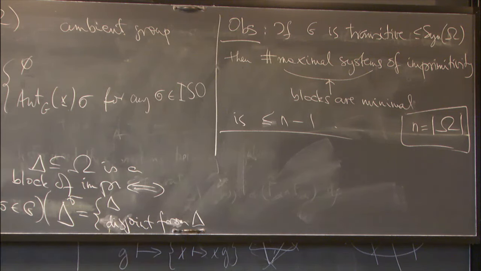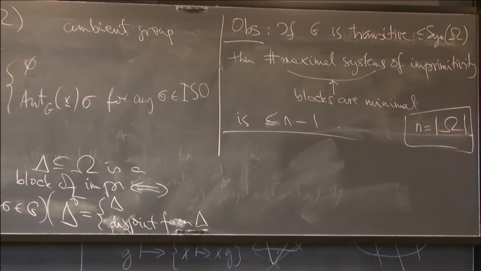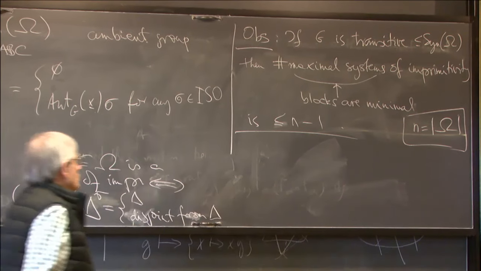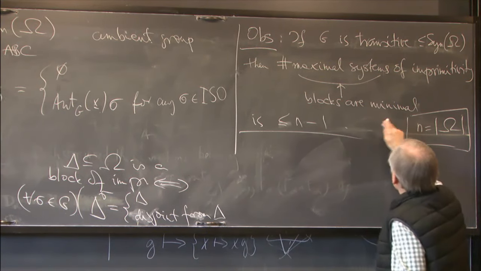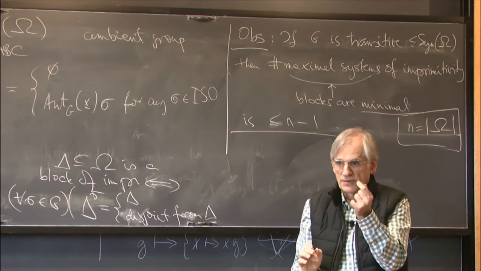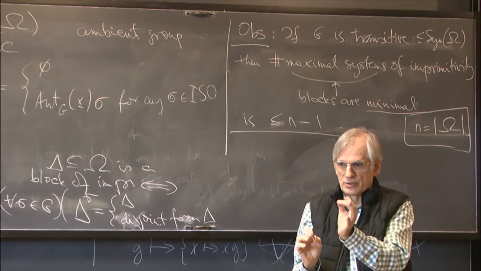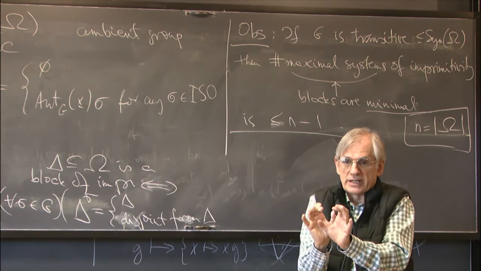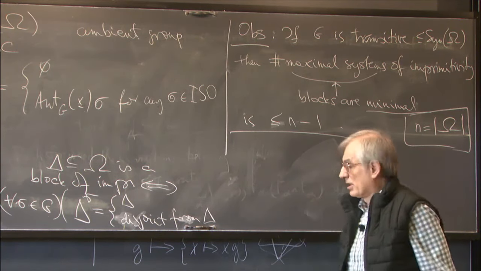If I found a block of imprimitivity, then the corresponding system of imprimitivity consists of all translates of that block, and that's going to give a partition. Why is it a partition? It covers everything because the group is transitive, and they are pairwise disjoint because of this. So in particular, if I have minimal blocks, then every pair of those minimal blocks can intersect in at most one point. They are either disjoint or share only one point, because otherwise I would get an even smaller non-trivial block.